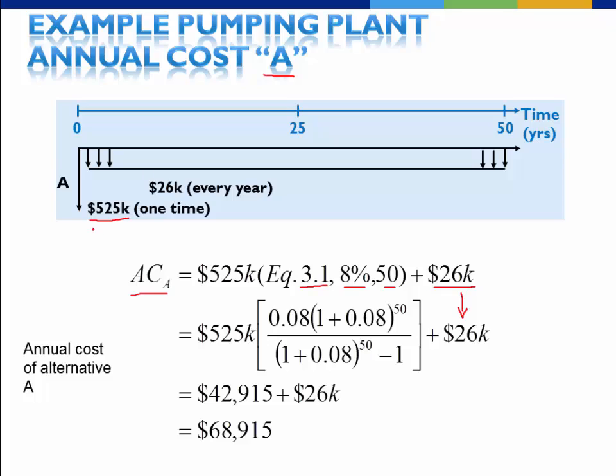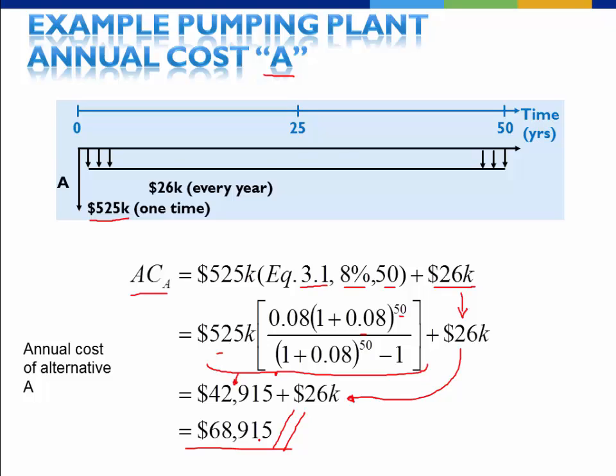So now I'm plugging the values into equation 3.1, just putting all these values in as the equation specifies. The value of this part is roughly 43,000. And again, this operation and maintenance was already analyzed, so you don't have to do anything. When you add these two, the cost of alternative A is roughly $69,000, the annual cost of this.